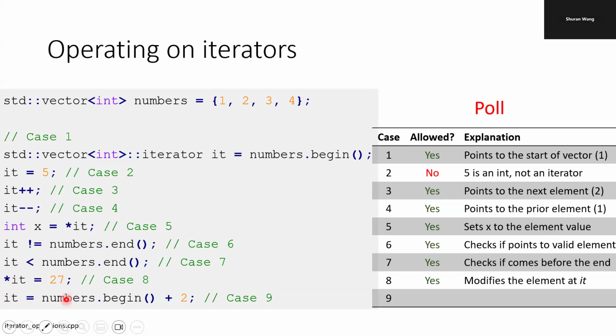Now, it equals numbers.begin plus 2. Who thinks this is allowed for vectors? Who thinks this isn't allowed for vectors? This is allowed for vectors. This will point to the third element in the vector. And this is because vector supports random access.